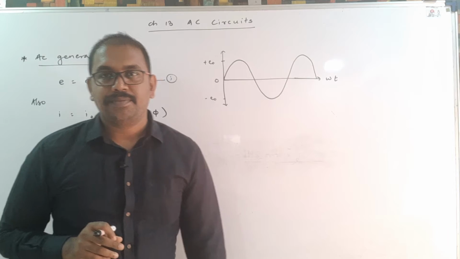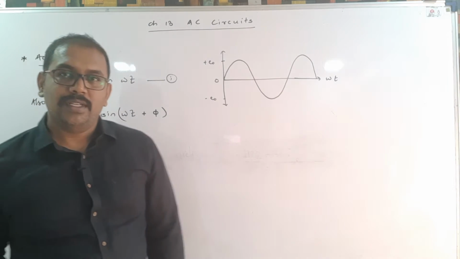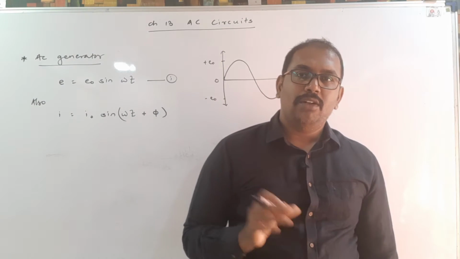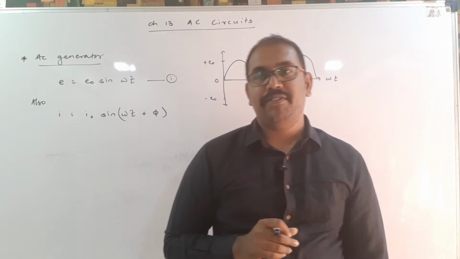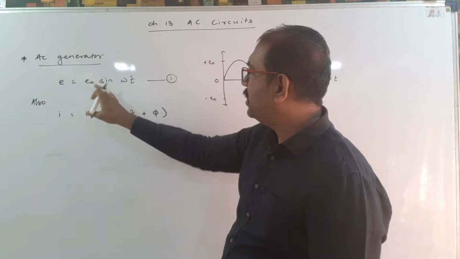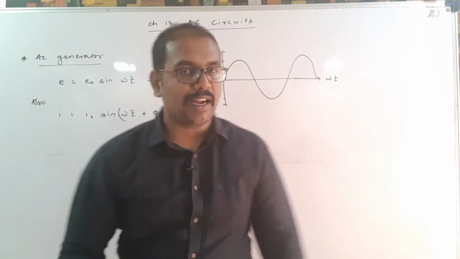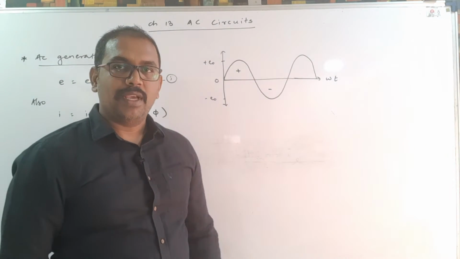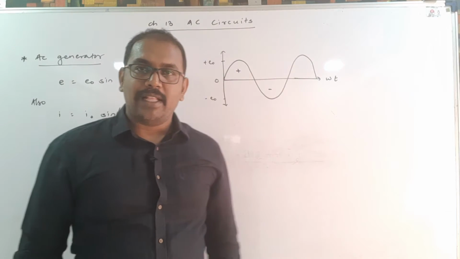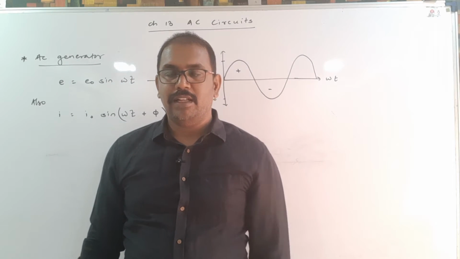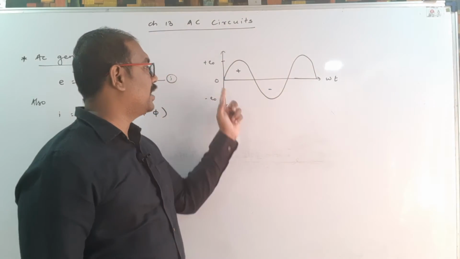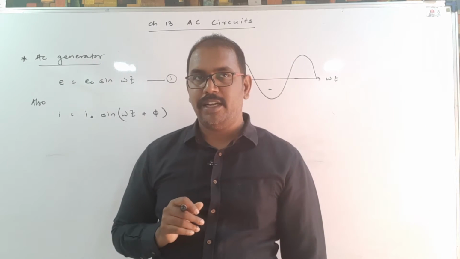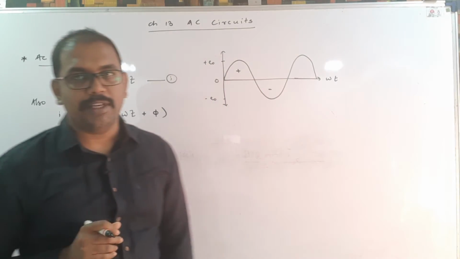Now here, if you want to measure such EMF, such current, we cannot use a normal voltmeter or normal ammeter, because the normal voltmeter gives us the average value, and the average value of this EMF is coming 0. You can see the graph here. Here EMF is positive, here it is negative. This positive and this negative cancel with each other, and we get average 0 over one cycle. So for one cycle, the average of this alternating EMF, alternating current is 0.